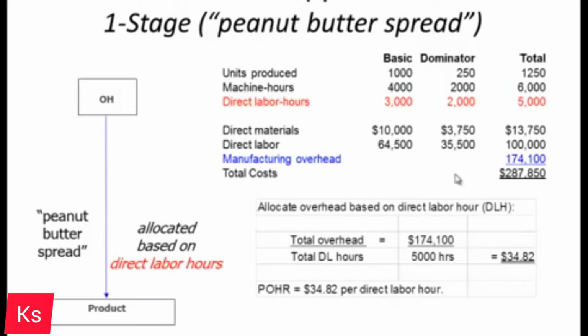So for example, how much overhead would be allocated to an individual unit of our basic product line? The overhead rate is $34.82. Let's multiply that by 3,000 direct labor hours. That gives us the total amount of overhead to be allocated to the entire basic product line for the entire year. And then I simply have divided by 1,000 to convert it to a per unit basis. So each unit of our basic product would be allocated $104.46 of overhead.